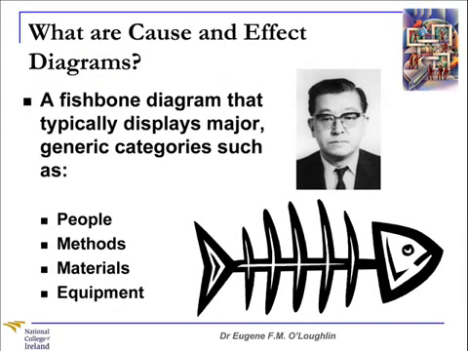So first of all, what is a cause and effect diagram? Well, it's generally regarded as a fishbone diagram that typically displays major generic categories such as people, methods, materials and equipment that cause an effect that's often perceived as a problem. It was first applied by Ishikawa in 1950, and it can be used to systematically analyze cause and effect relationships and to identify potential root causes of a problem. And it's a good idea to use a diagram like this to display in increasing detail all of the possible causes related to a problem.